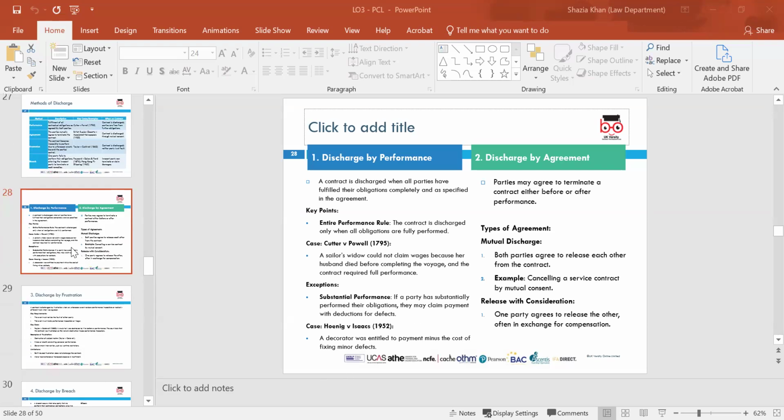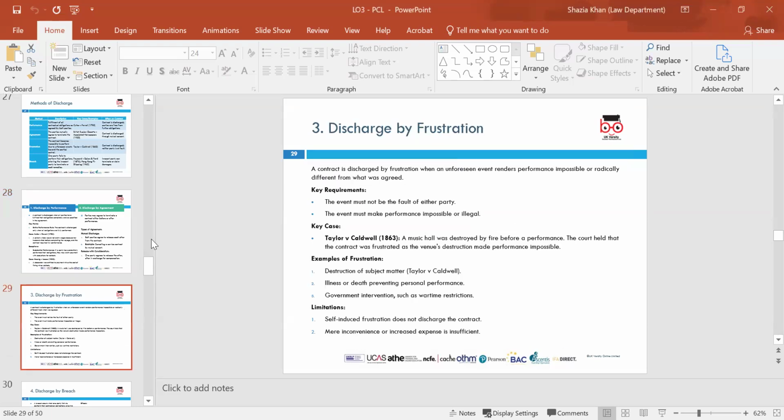The next one is discharge by frustration. Discharge by frustration is a legal principle that releases parties from their contractual obligations when an unforeseen event makes it impossible for the person to perform the contract. And it's the common law doctrine in English law that looks at elements of discharge in the contract.